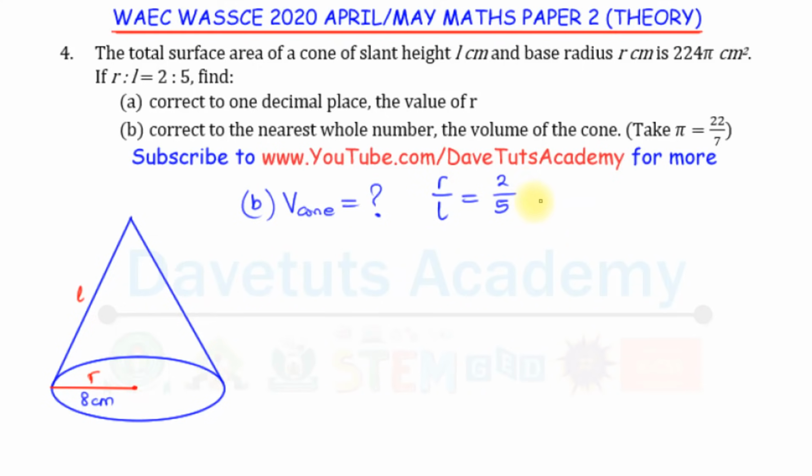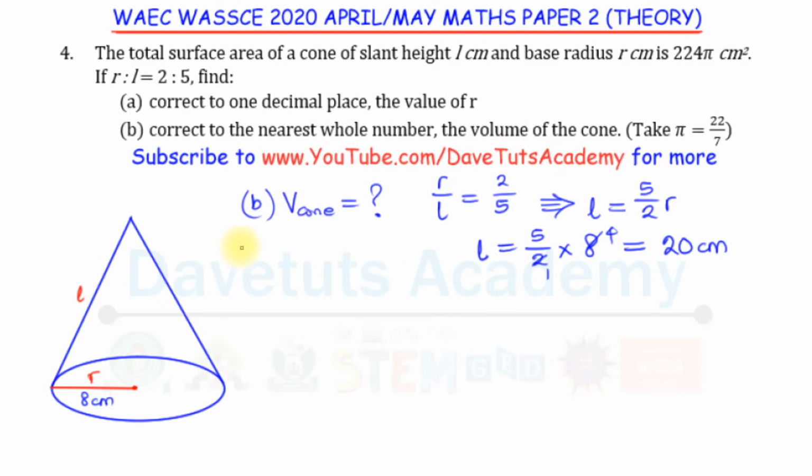From here we can say that, the other time we cross multiplied and we got that L is equal to 5 over 2 R. And here we have gotten the value of R to be 8 centimeters. That means L is equal to 5 over 2 times 8, and this 2 can cut it to give us 4, so that L is 5 times 4, and that is 20 centimeters.